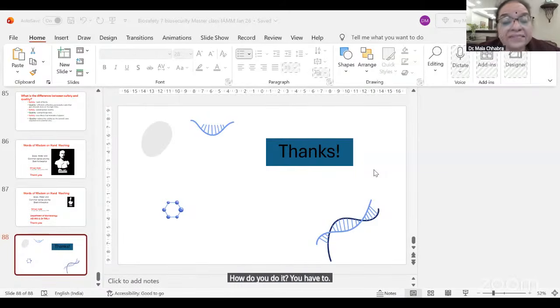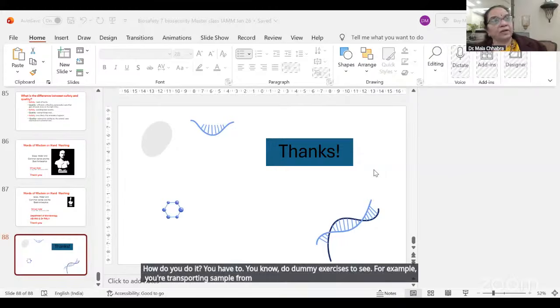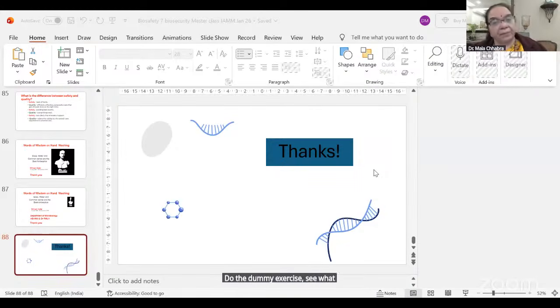do dummy exercises to see. For example, you're transporting a sample from one place to another. Do that dummy exercise, see what are the hindrances that are coming, identify those risks. What could be the risks? When you're transporting the sample from one door to the other, the door is tightly closed, so you have to push the door. While you're pushing the door, you may spill the samples. So for mitigation, you have to see that you're either not using the door, or you're asking someone to open the door for you.